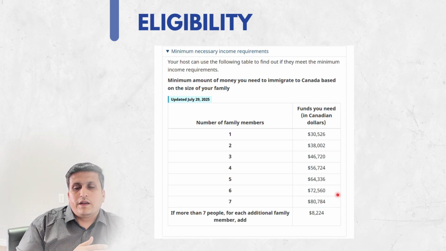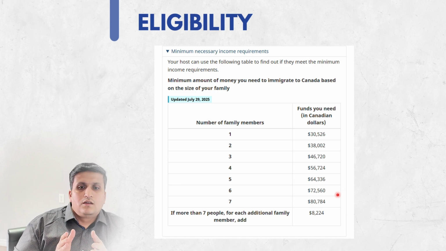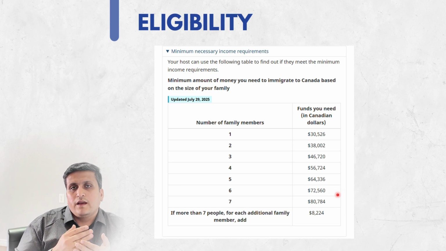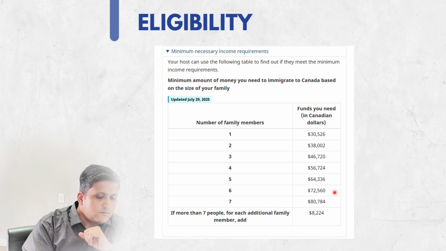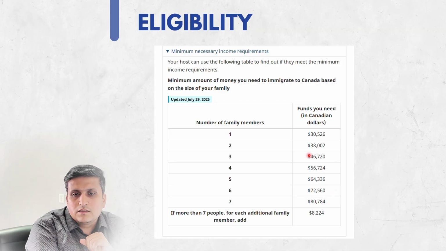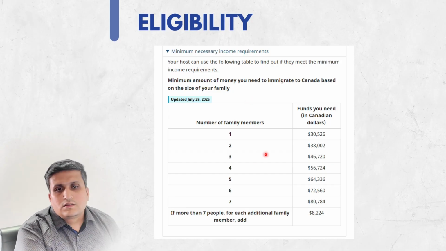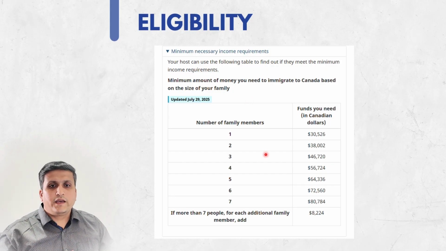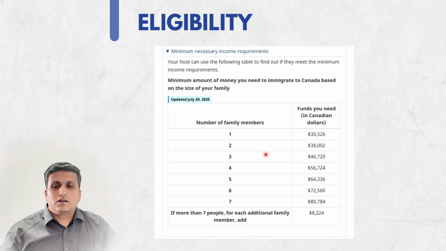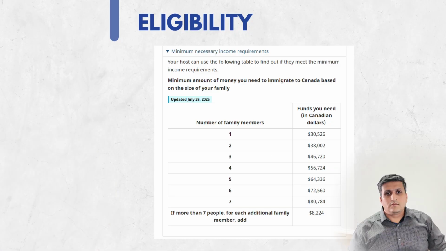Whether you are applying for your parents or for your in-laws, both husband and wife can be the people who are inviting them, and your combined income before tax should be $72,560 or higher. Accordingly, whatever your family size is, you can consider what is the suitable income bracket for you. The link for this we have mentioned in the description. So whenever you are applying, make sure that you check the current income cutoff criteria.